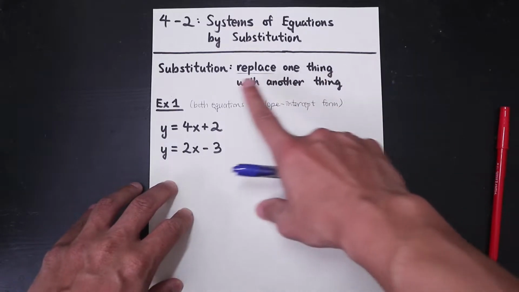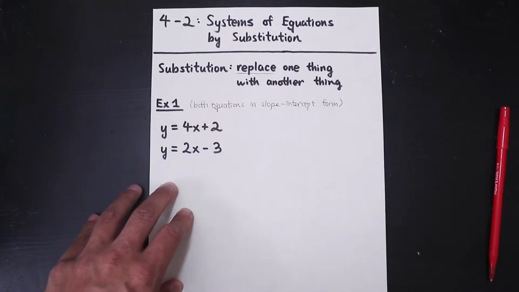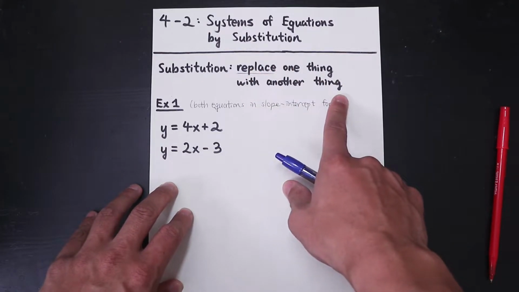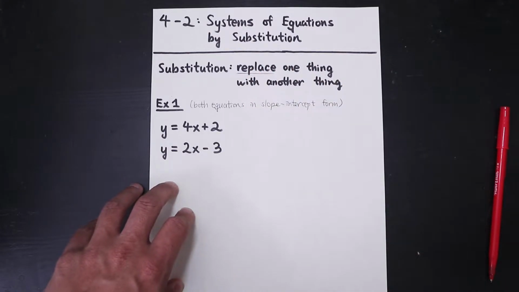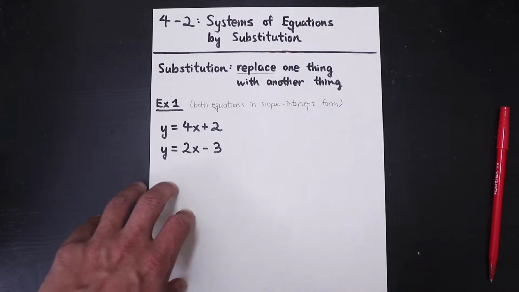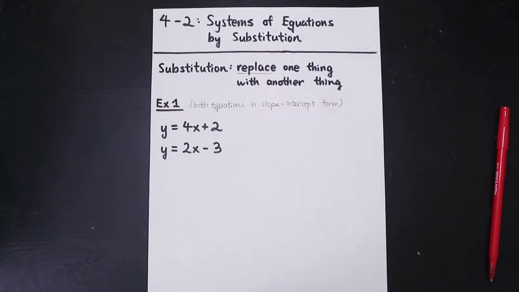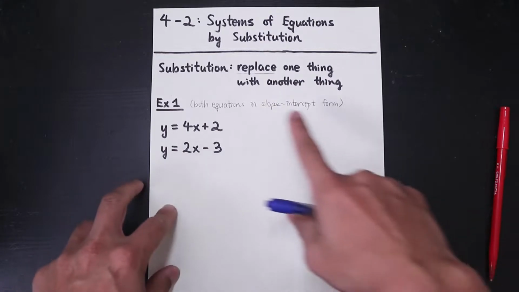So first of all, what is substitution? Well, the word substitution in language arts means replace one thing with another thing. So instead of writing the original thing, we're going to replace the original thing with some new thing that is equal to the original thing. Well, what does that mean? Let's take a look at example 1.